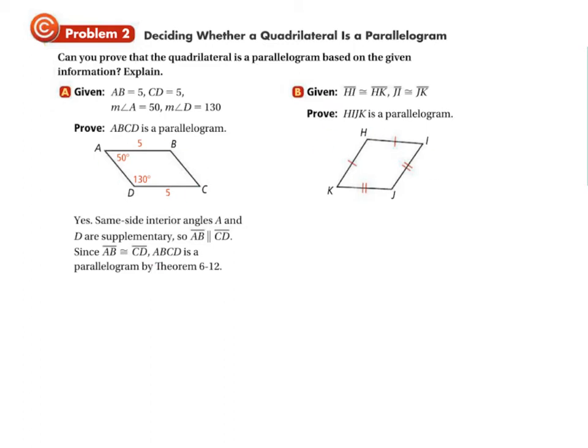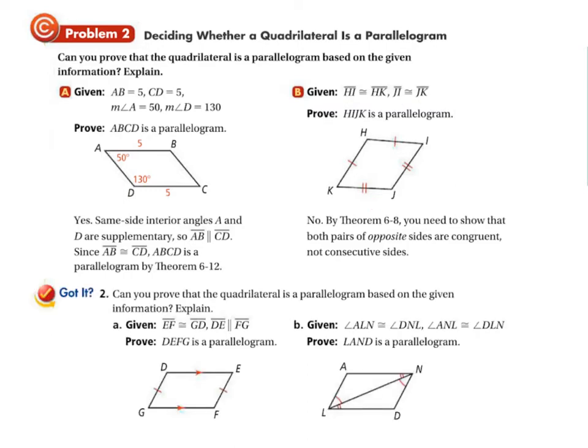What about this one? We have this side congruent to this side congruent to this side. Is it enough information? How could we prove it? Well, as it turns out, we need opposite pairs of sides congruent, not consecutive sides. So we don't have opposite pairs of sides congruent, so we cannot prove that this is a parallelogram. Does not mean that it's not, we just don't know. There's a difference there.